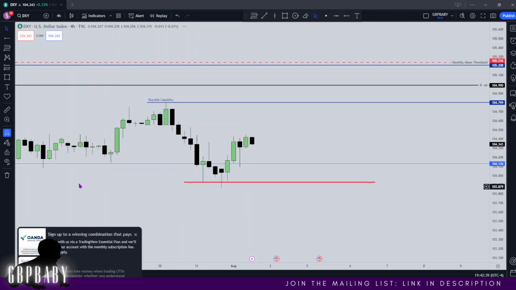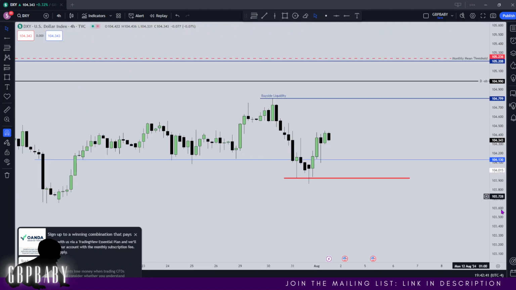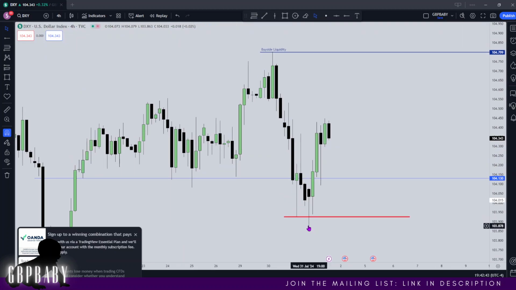We'll go to the 4 hour now, and you'll see how beautifully price came down, grabbed those stops, and then we've had a beautiful expansion to the upside. So this is what we have as a breaker now. Why? It's the last up close candle before the down move that caused the expansion. So this is now a breaker.